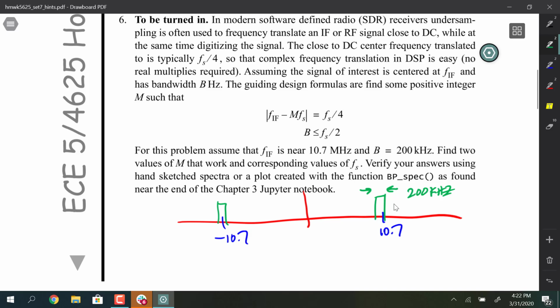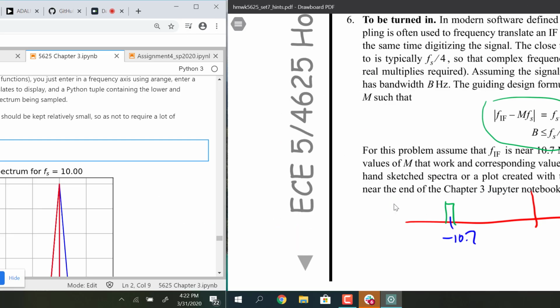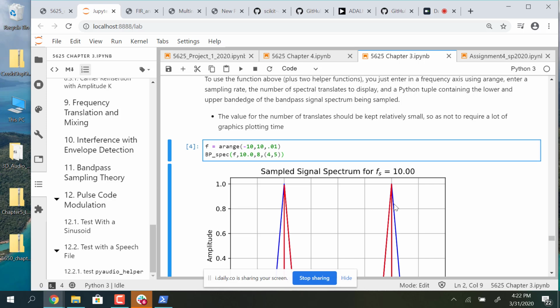In other words, you don't want to sample at twice the highest frequency, which would be roughly 2 times 10.7 megahertz. You want to be able to sample at something less than that according to the bandpass sampling theorem. And what you need to be able to do is satisfy these two equations in order to make that happen. And then you can verify that over here in Python. So we'll talk more about this next time, but I'll just give you an idea of what you could do right here.